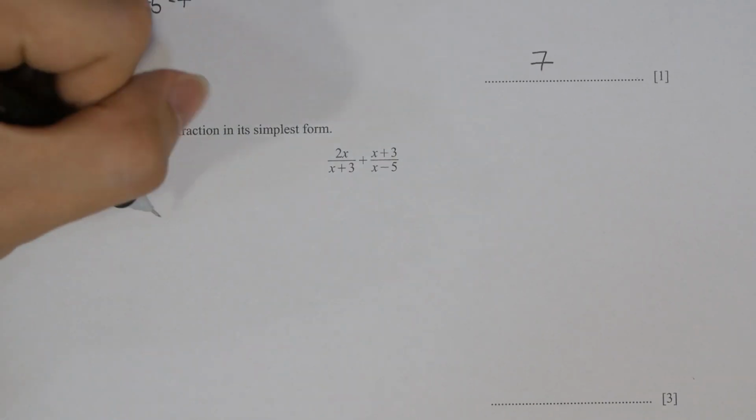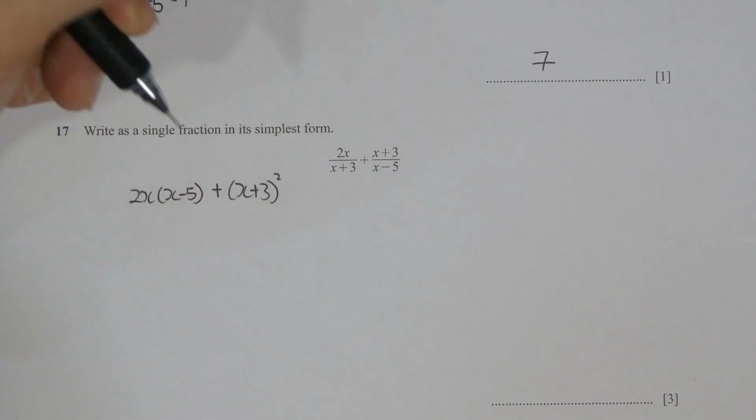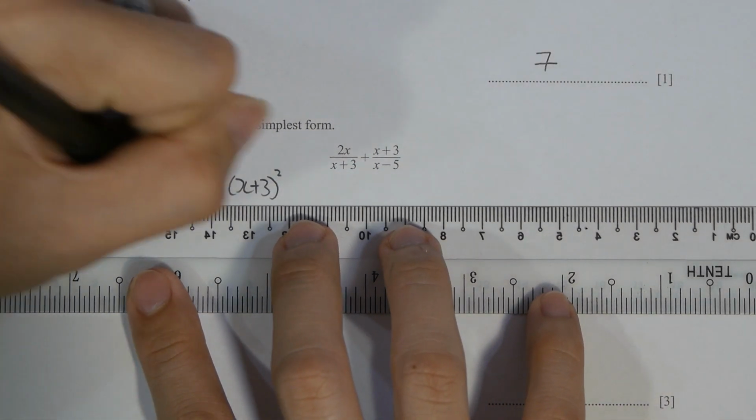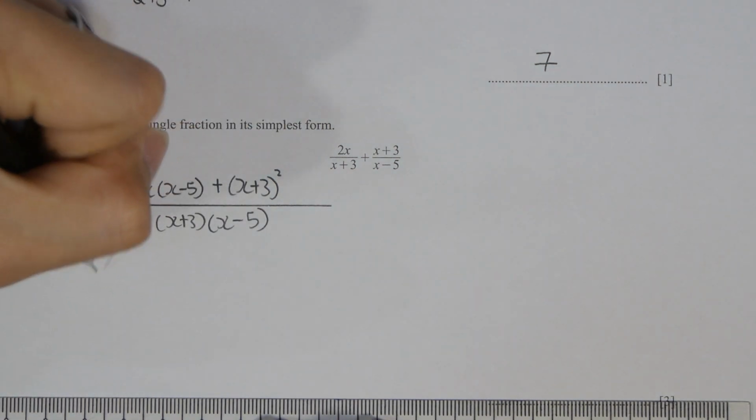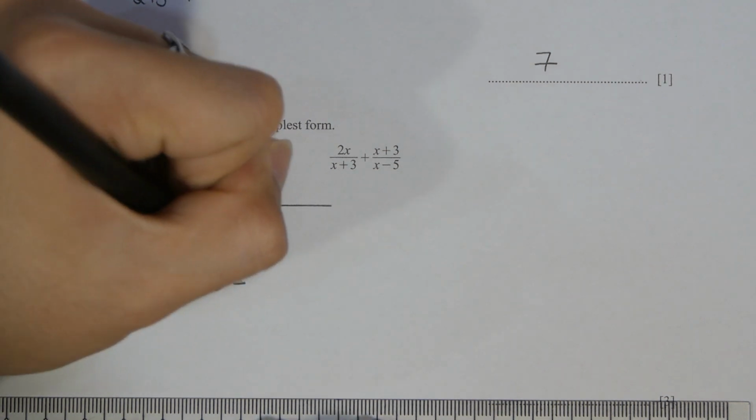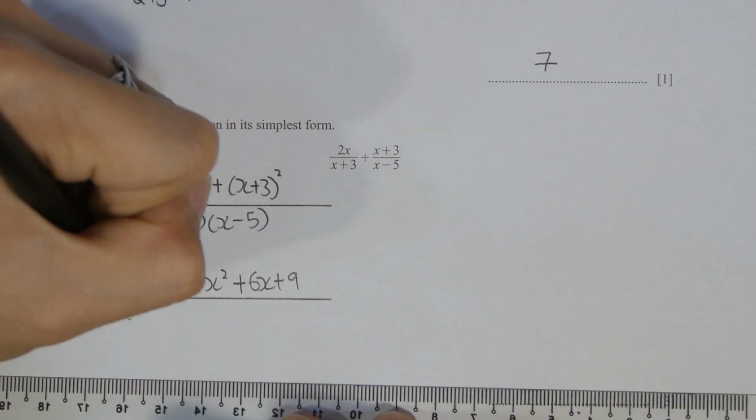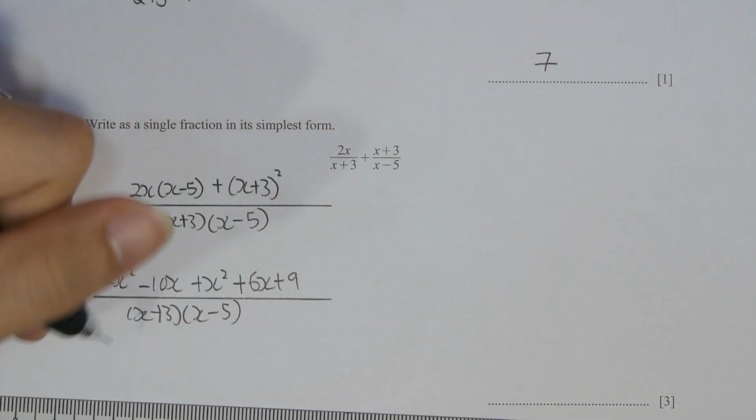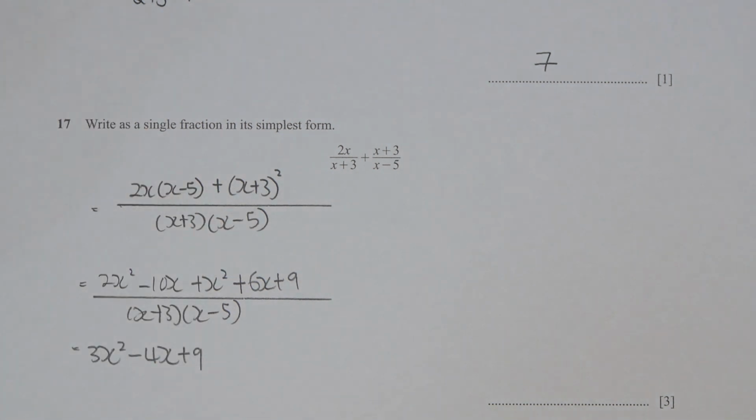Question 17. For the 2x, I multiply it by x minus 5. For the x plus 3, I multiply it twice, so it becomes x plus 3 squared. The denominator will be x plus 3 times x minus 5. You run the calculation and get the final result as 3x squared minus 4x plus 9 over x plus 3, x minus 5.